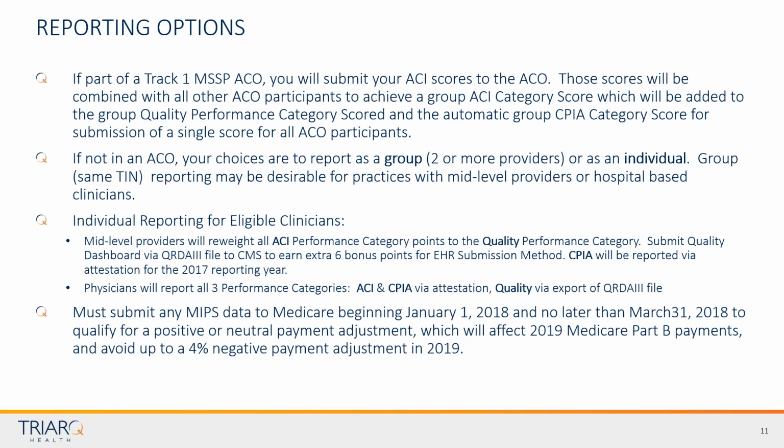And then physicians, you will report all 3 performance categories: ACI, CPIA, and quality. You must submit any MIPS data to Medicare beginning Jan 1 of 18 and no later than March 31st of 18 to qualify for the positive or neutral payment adjustment, which will be reflected in your 2019 Medicare Part B payments. And you will avoid that negative 4% adjustment.